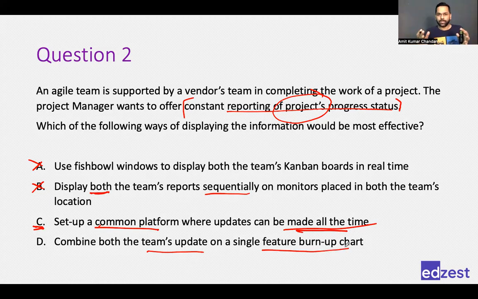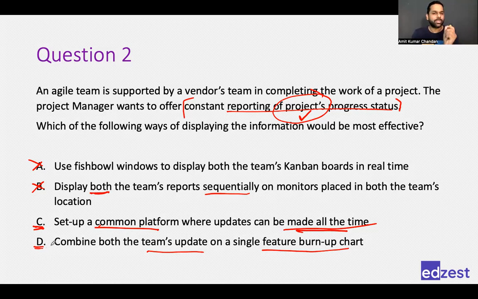Now what we are doing, we are saying that instead of displaying both the teams' work, let us combine that and show it as one unified report. Is it helping us provide the project progress report? Yes. So this is also a good choice. Now the question is, which one would you select? C also looks like a good solution. D also looks like a good solution.